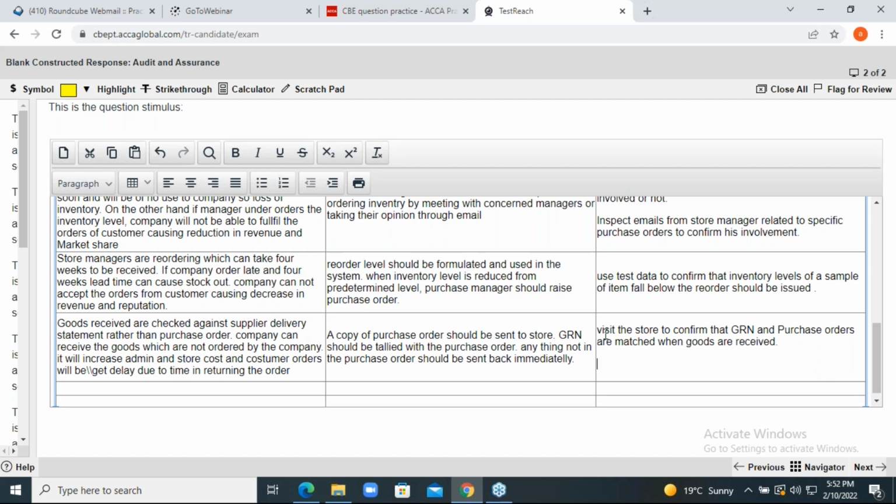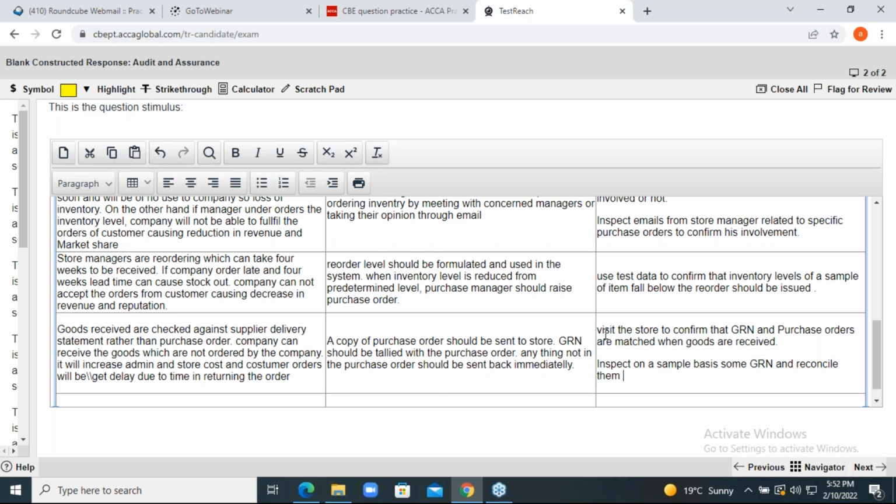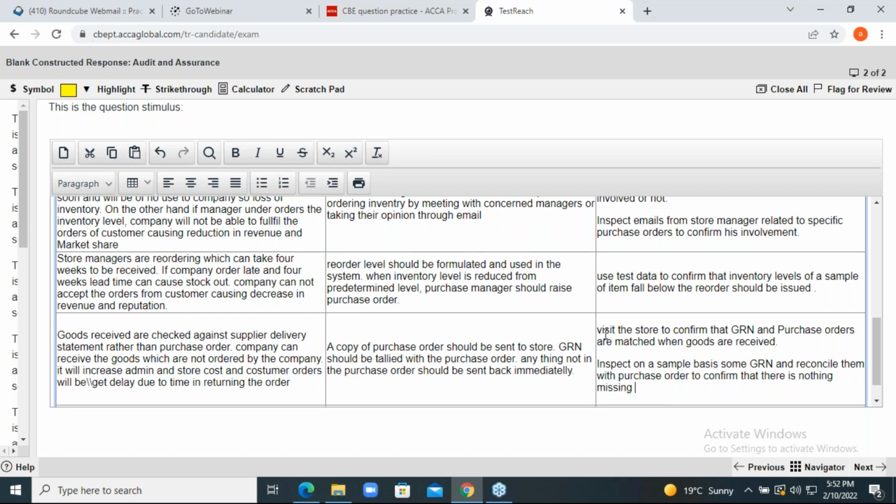Also, inspect on a sample basis some GRNs and reconcile them with purchase orders to confirm that there is nothing missing or nothing extra.